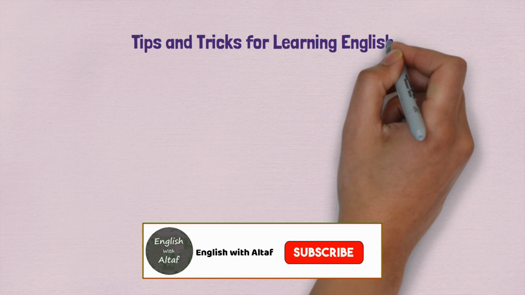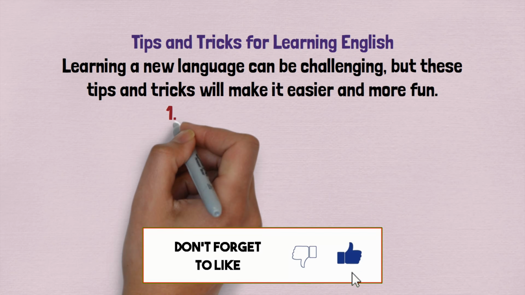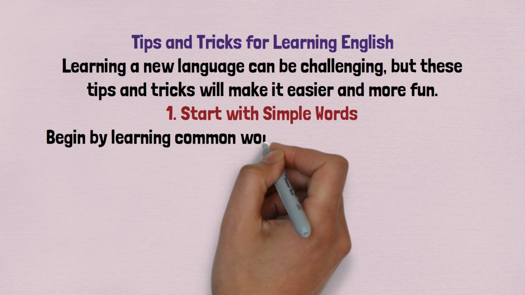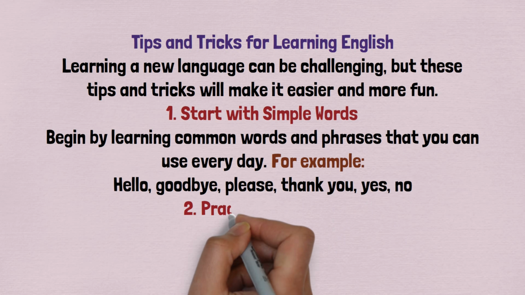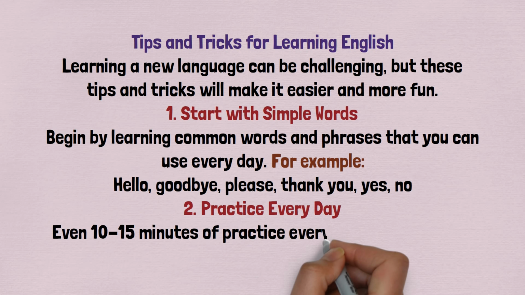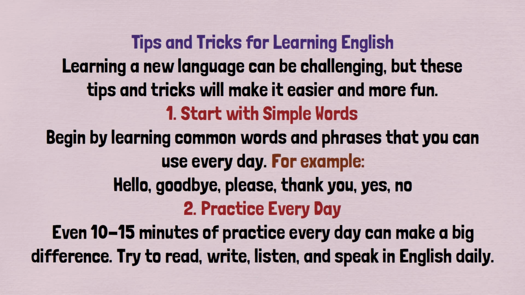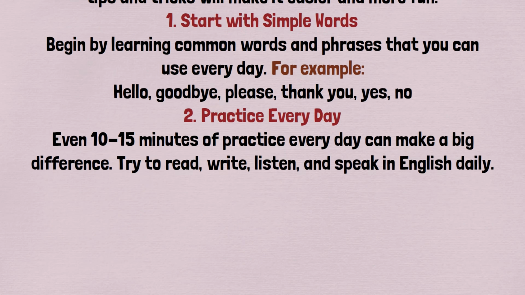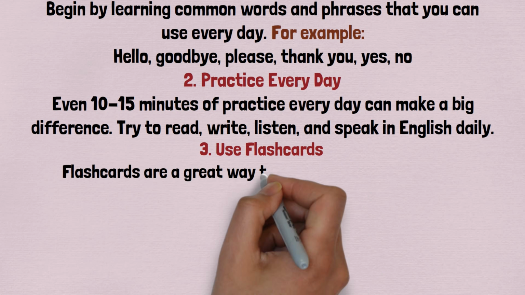Tips and tricks for learning English. Learning a new language can be challenging, but these tips and tricks will make it easier and more fun. 1. Start with simple words. Begin by learning common words and phrases that you can use every day. For example, hello, goodbye, please, thank you, yes, no. 2. Practice every day. Even 10-15 minutes of practice every day can make a big difference. Try to read, write, listen, and speak in English daily.